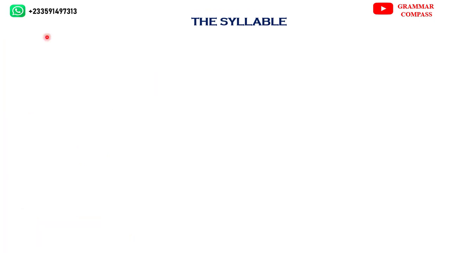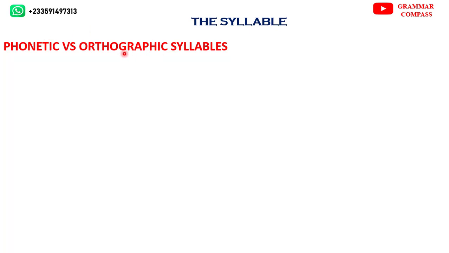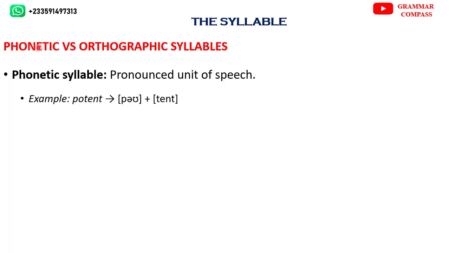The syllable can be looked at in 2 different ways. First of all, we can look at the syllable as a phonetic syllable, and we can also look at the syllable as an orthographic syllable. What is the phonetic syllable? The phonetic syllable is actually how the syllable is spoken. So a syllable as you hear and say it in speech. It is based purely on sounds, phonetics, and not spellings.